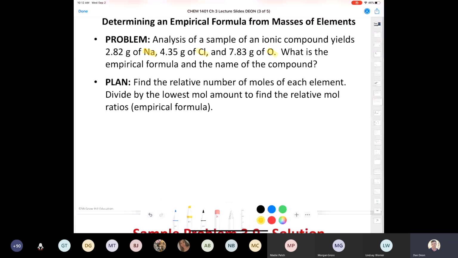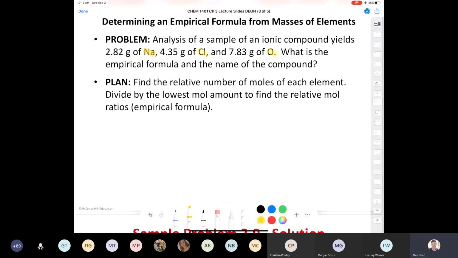All right, well, how are we going to do that? It says to find the relative number of moles of each element. Where are we going to go to determine the relative number of moles? Because we're given grams. Who could tell me what I would want to do here? I'm given grams, and I want to get the number of moles. Where would I have to go to figure out the number of moles of sodium and chlorine and oxygen? Use the periodic table to convert it. Exactly. I'm going to go look up the molar masses of every single one of these elements.